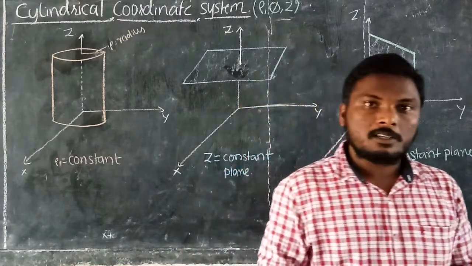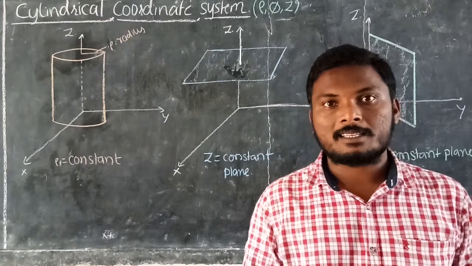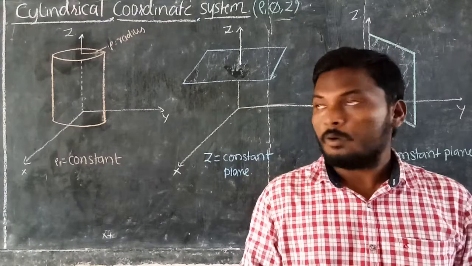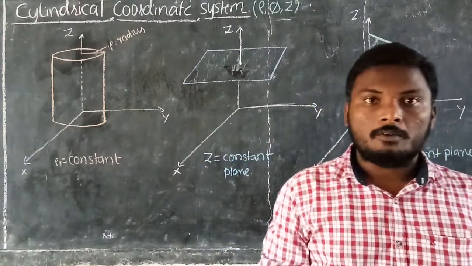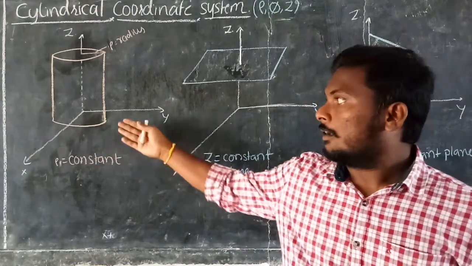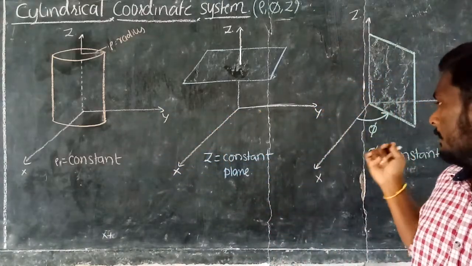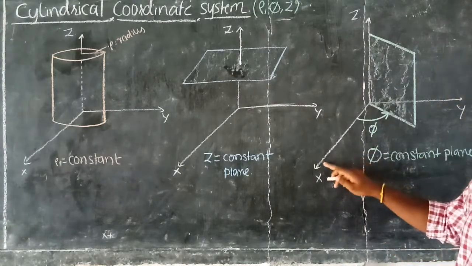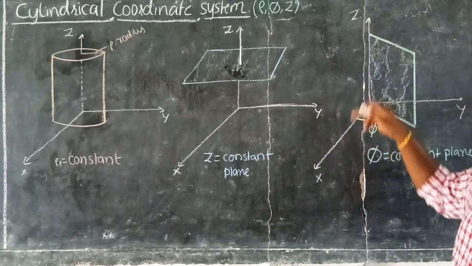See, in the Cartesian coordinate system, the axes used to define the system are the x, y, z axes, which are mutually perpendicular to each other. Now, to define the cylindrical coordinate system, we are going to use three surfaces, namely a cylinder, a plane, the constant z plane, and a half plane which is perpendicular to the xy plane and is making an angle phi with respect to the xz plane.